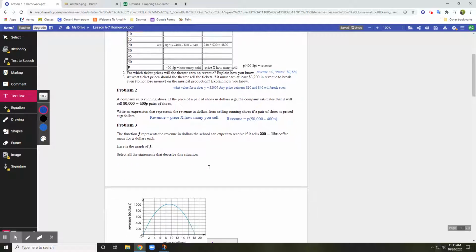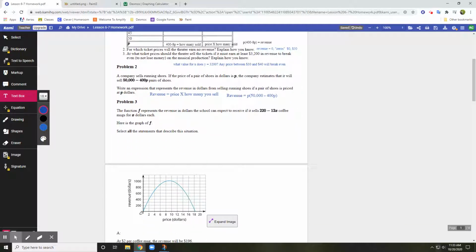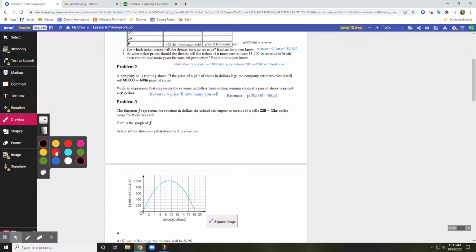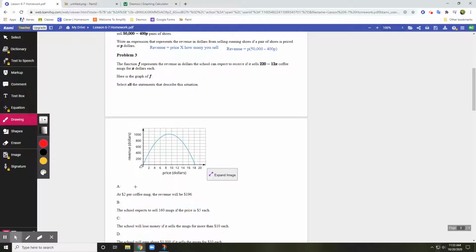All right, let's look at problem 3. The function F represents the revenue. Again, revenue is the output. In dollars, the school will receive if it sells this many coffee mugs. Here's our graph. Select all the statements that describe this situation. So we're selecting statements. I'm going to switch over to a pen so I can mark it off. So A, at $2 per coffee mug, the revenue will be $196.